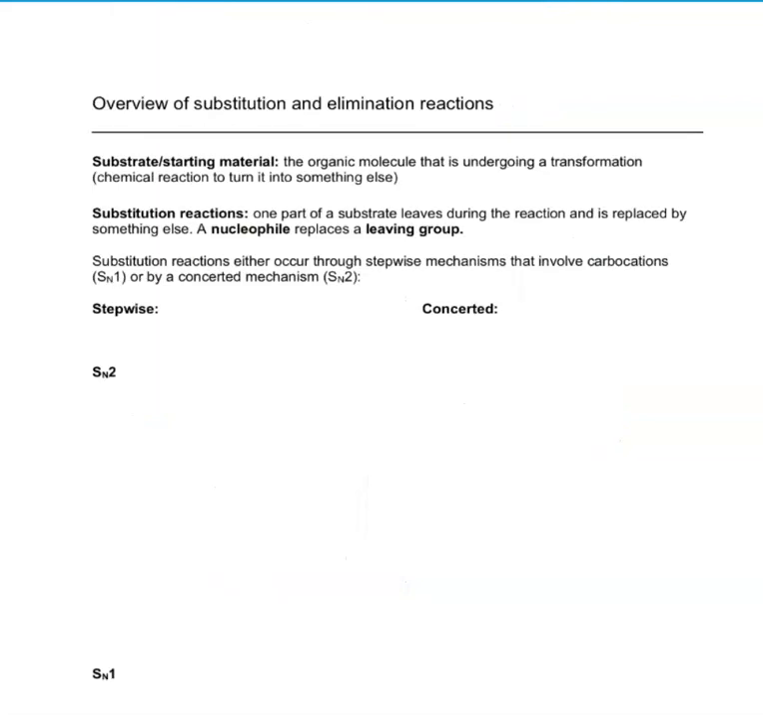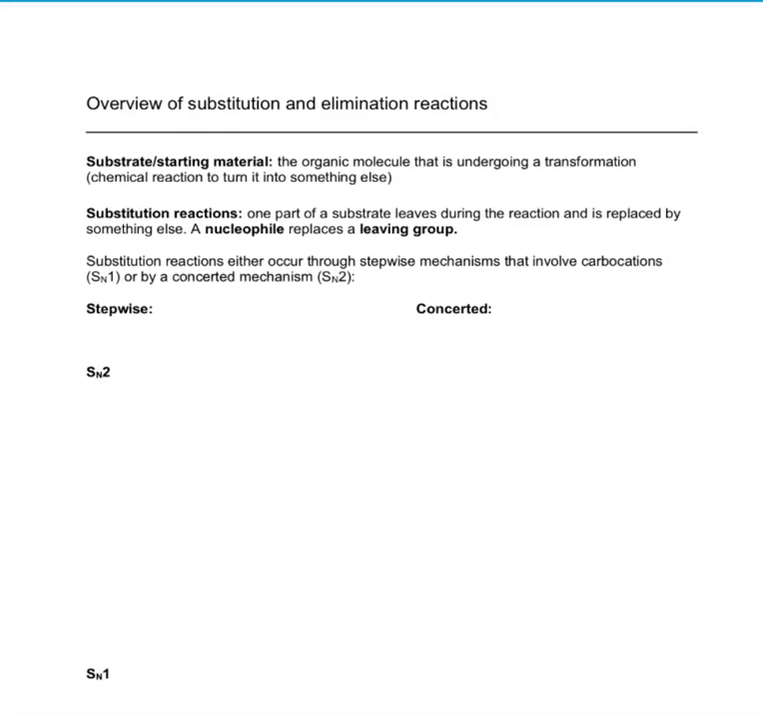Okay, now let's turn our attention to an overview of the 4 types so you can get the basic information about each of the types in one place, and then we'll go from there. So in all of these reactions, just like with the addition reactions that we looked at, there's going to be some kind of substrate or starting material. That is the organic molecule that's undergoing the reaction. So the reaction to turn it into something else, that would be the product.